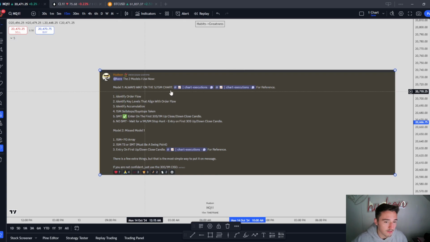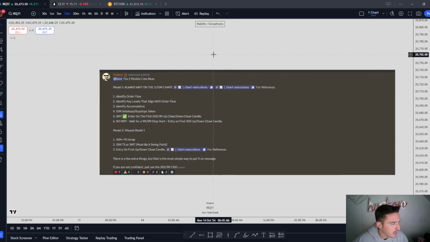So the very first model is going to be identifying the higher time frame order flow. This is the main model. I want to be aligned with the higher time frame order flow, right? And then I identify the key levels that align with that order flow. So a 4-hour fair value gap, a 4-hour sell side point if I'm bullish, a 4-hour buy side point if I'm bearish, and then I will trade in the order flow's direction. Or a fair value gap or order block, same thing.